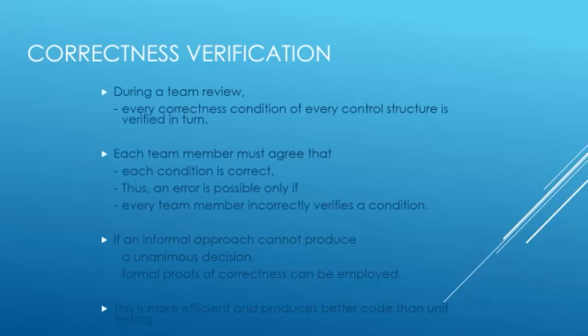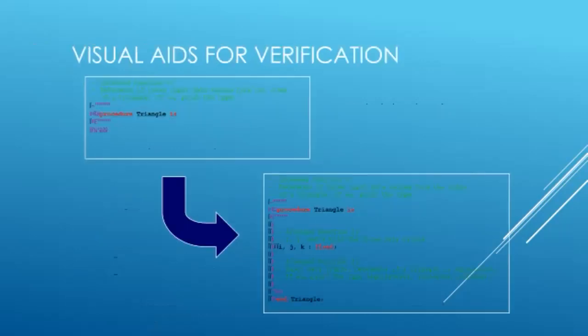Correctness verification during the team review. Every correctness condition of every control structure is verified in turn. Each team member must agree that each condition is correct. Thus, an error is possible only if every team member incorrectly verifies a condition. If an informal approach cannot produce a unanimous decision, formal proofs of correctness can be employed. This is more efficient and produces better code than unit testing. Visual aids for verification.